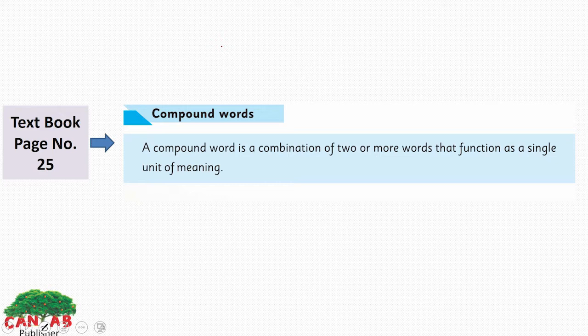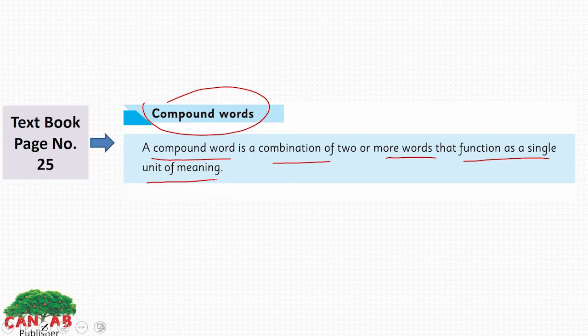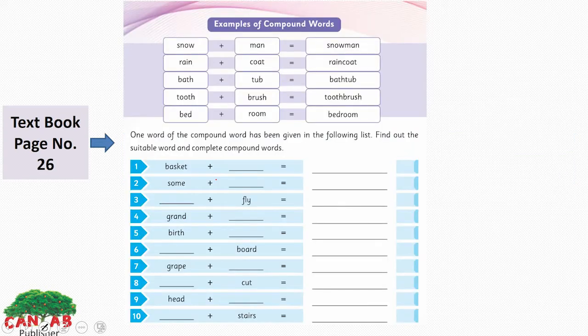Now look at here, page number 25 of your textbook. What are the compound words? A compound word is a combination of two or more words that function as a single unit of meaning. Compound word दो अल्फाज का combination है जिसका अपना अलग मतलब होता है. Now look at the examples of compound words here on page number 26 of your textbook.